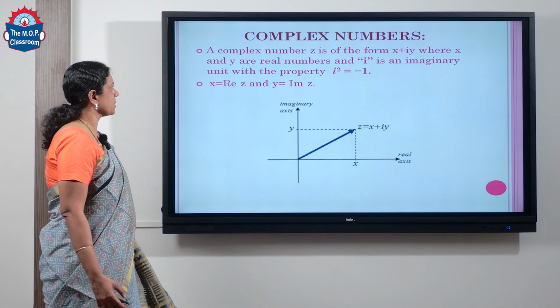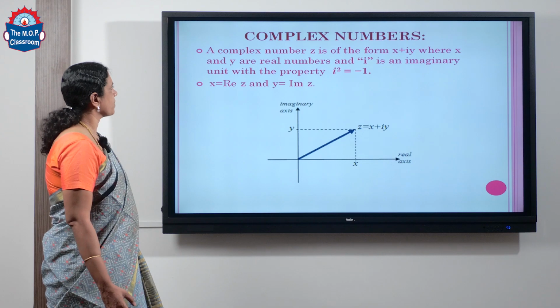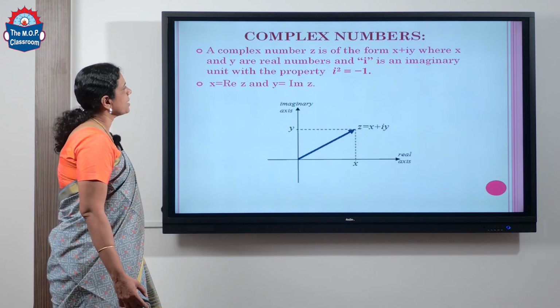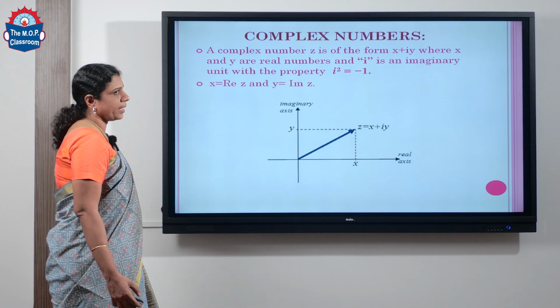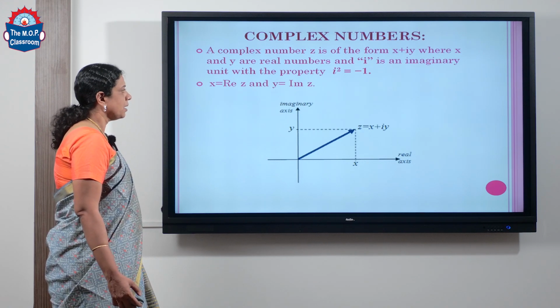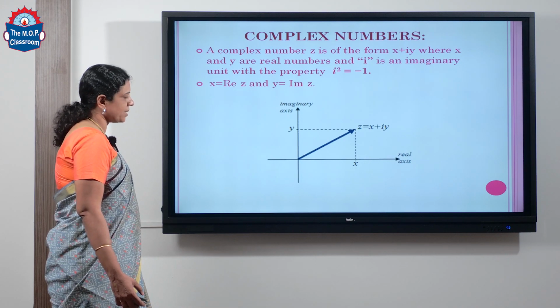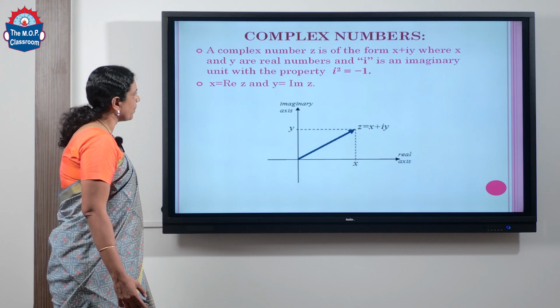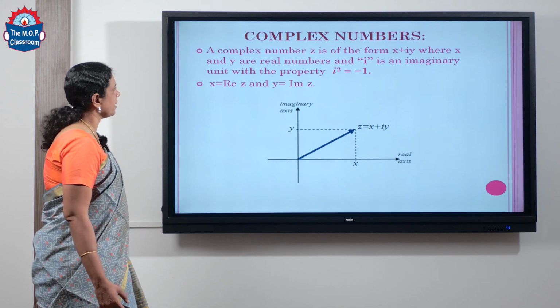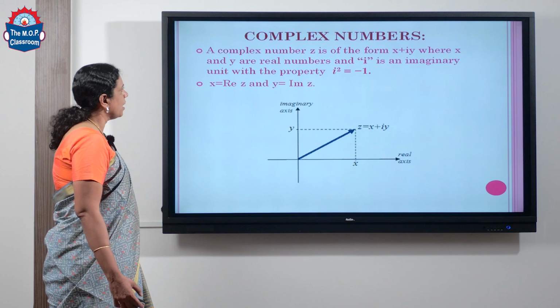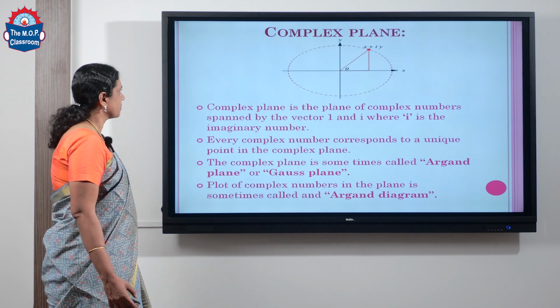A complex number z is of the form x plus iy, where x and y are real numbers and i is an imaginary unit with the property i squared equals -1. So you have a real axis, x, and y is denoted as the imaginary axis. x is the real part of z. So z is nothing but x plus iy, where x is the real part of z and y, with the iota, is the imaginary part of z.